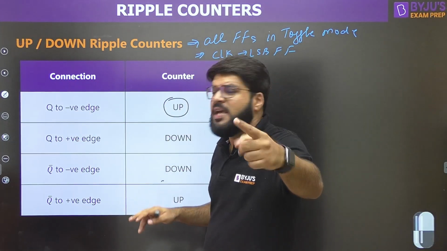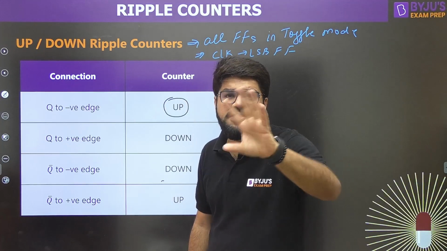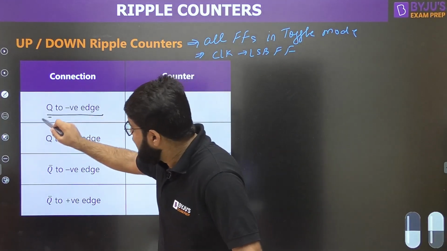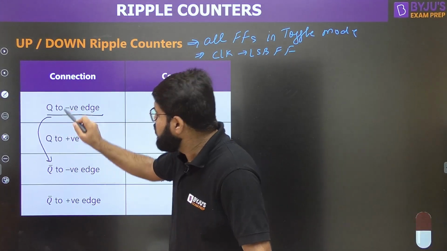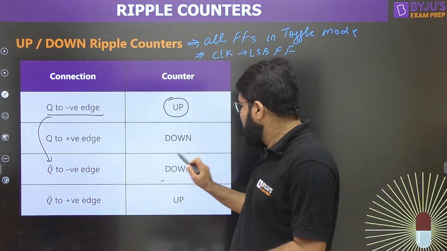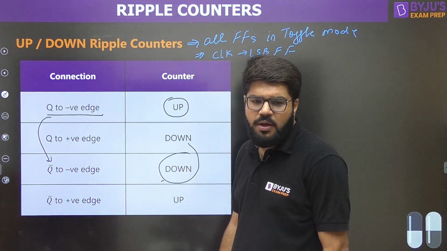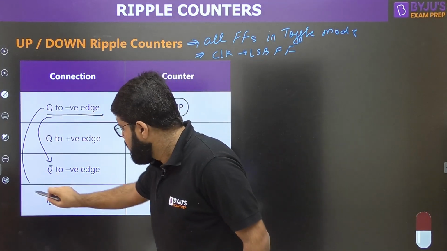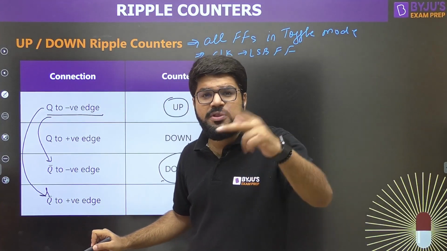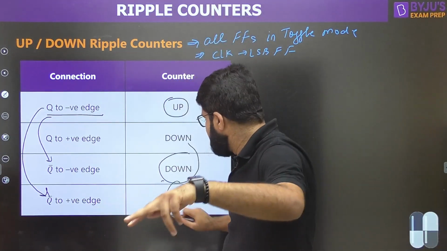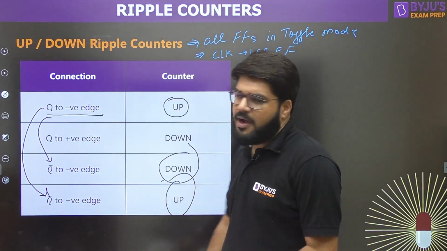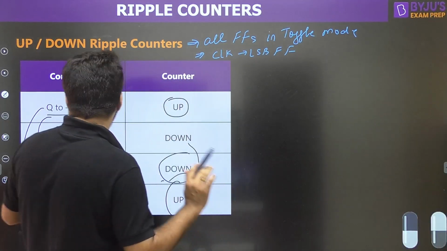You can try it as homework. Just change the edges of the flip-flops to positive edge triggered. It will behave 100% as a down counter. Q to positive. Now you take Q bar, only one change. This was Q to negative, now you take Q bar to negative. One change, and it becomes down, up to down. Q to positive, Q to negative we have seen. Q bar to positive, both changed, means up becomes down, down becomes up. So again it becomes up. Q bar to positive, negative to positive, so up to down, down to up, it is again up. This is one way of remembering.